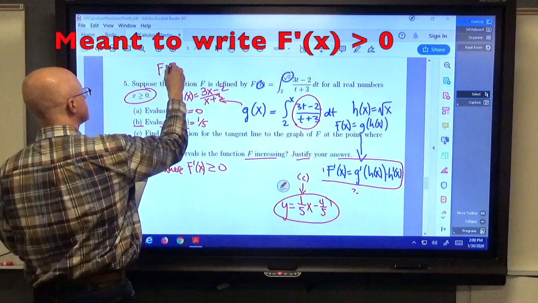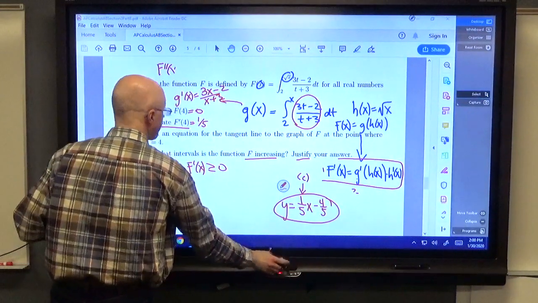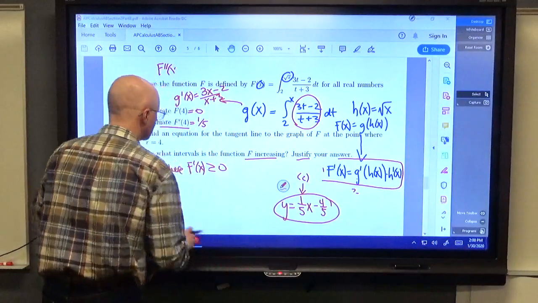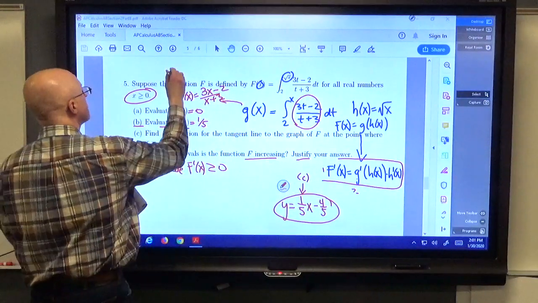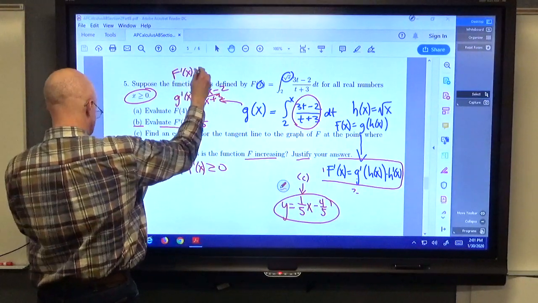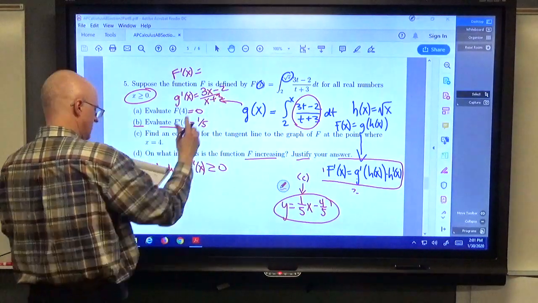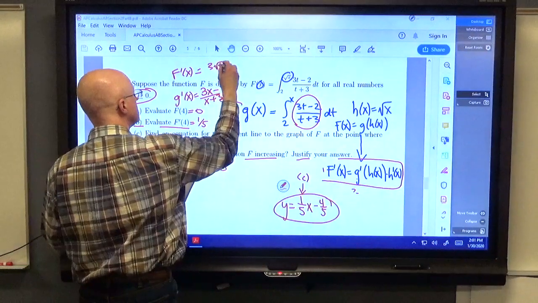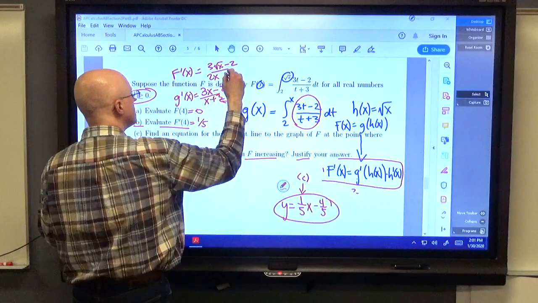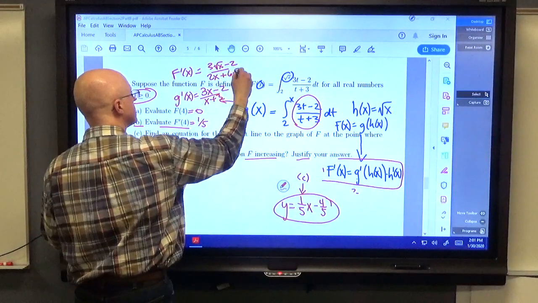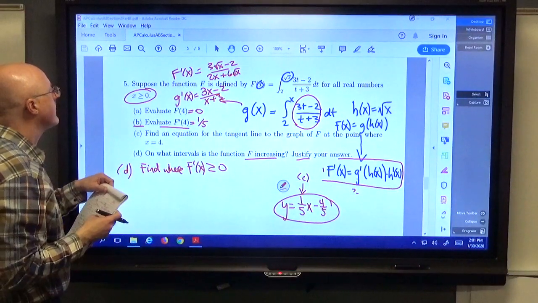Capital F prime of x was 3 square root of x minus 2 over 2x plus 6 square root of x. That's right, yeah. That looks right.